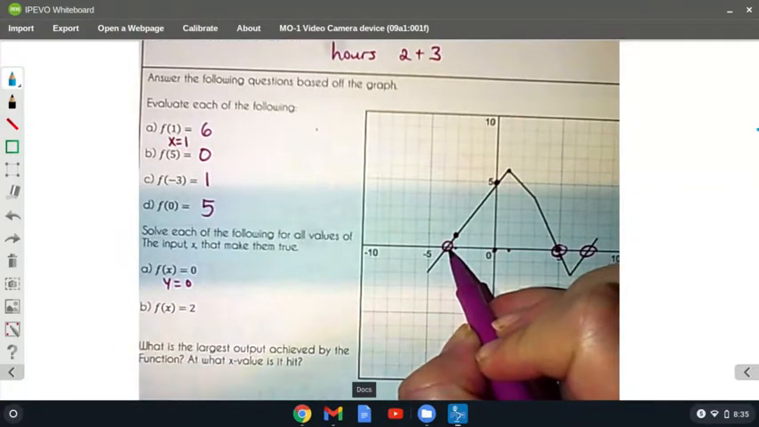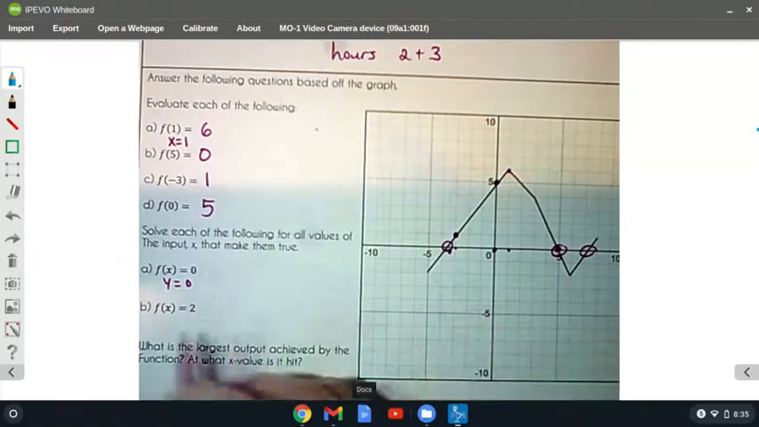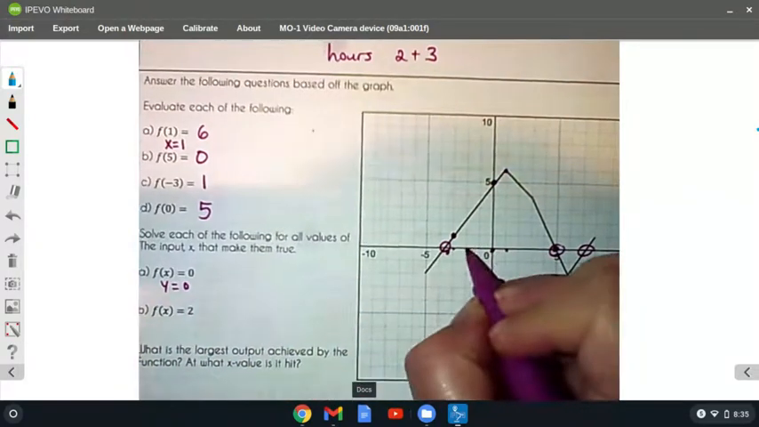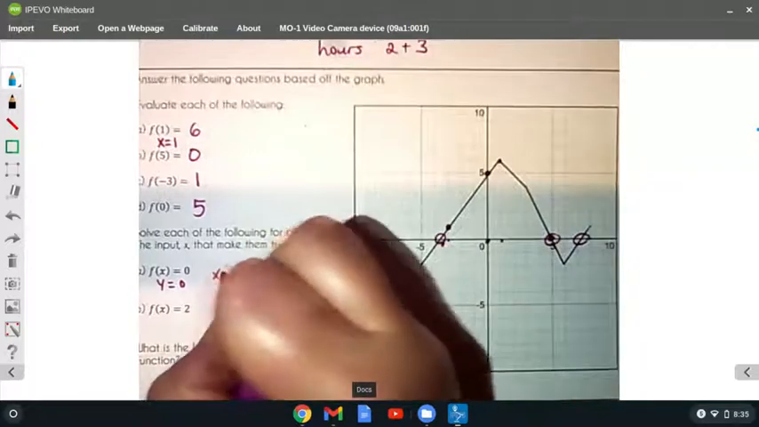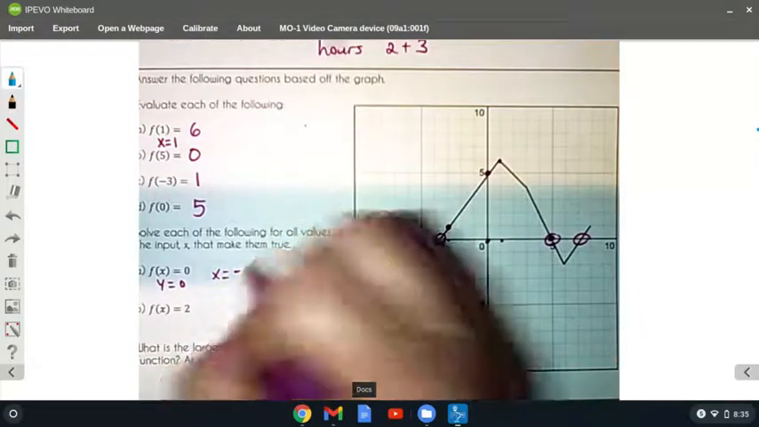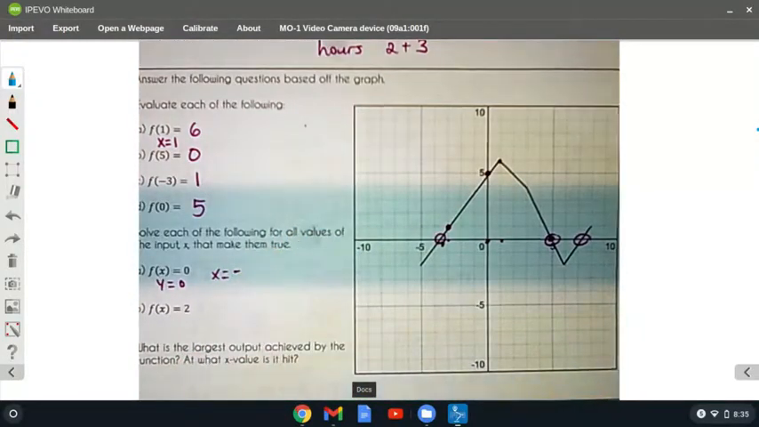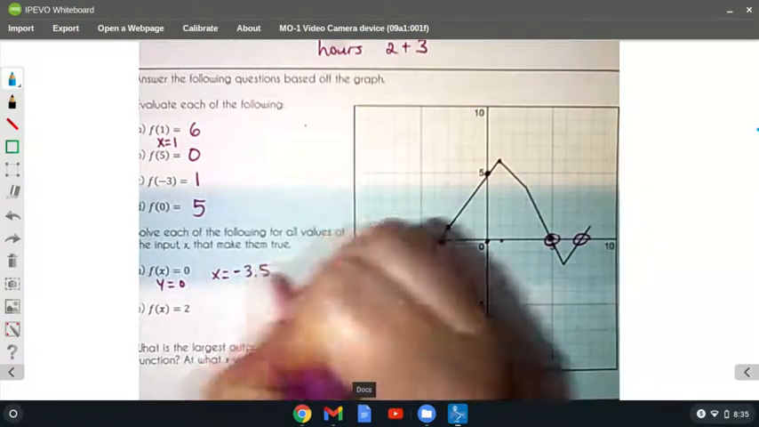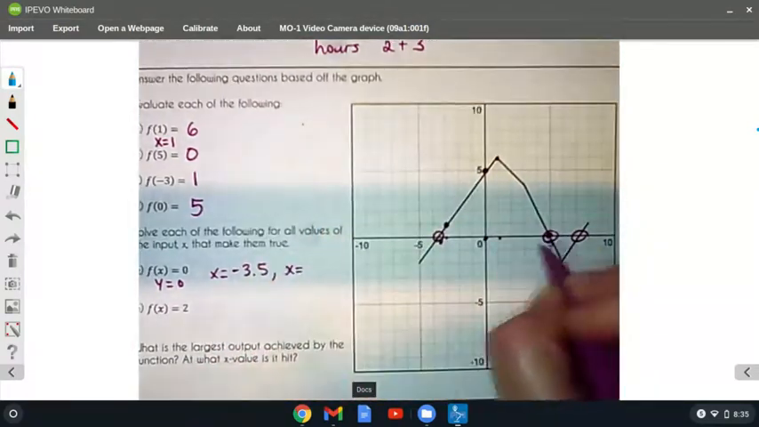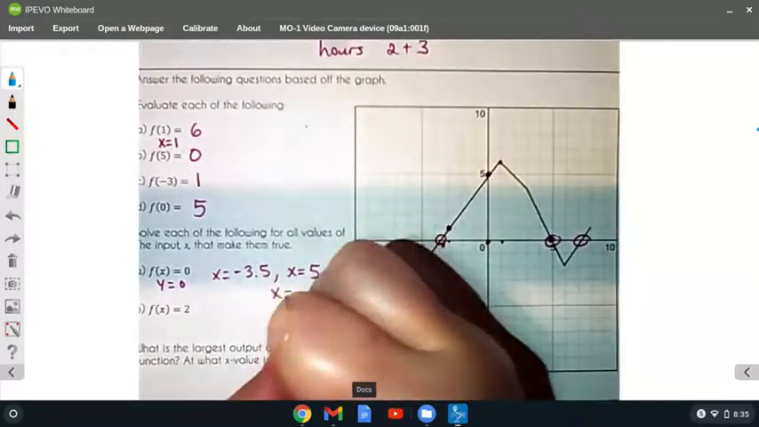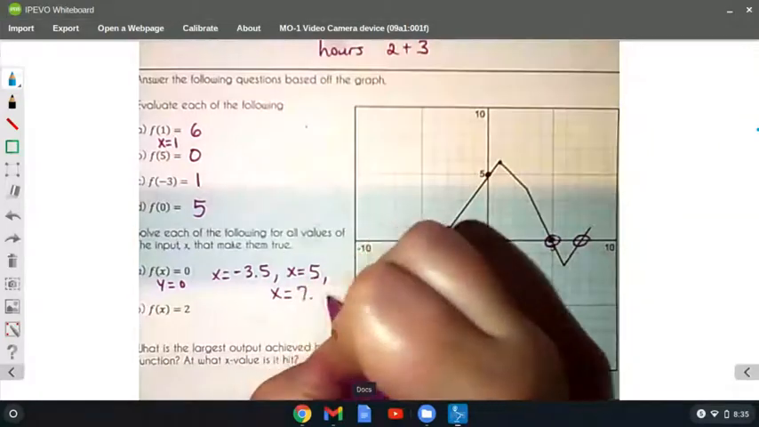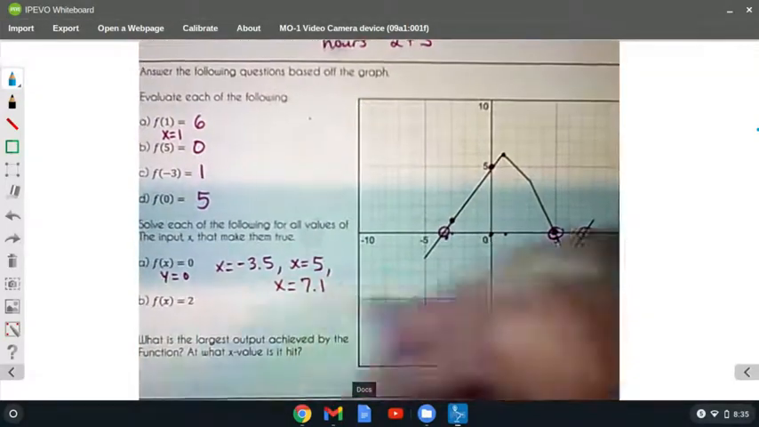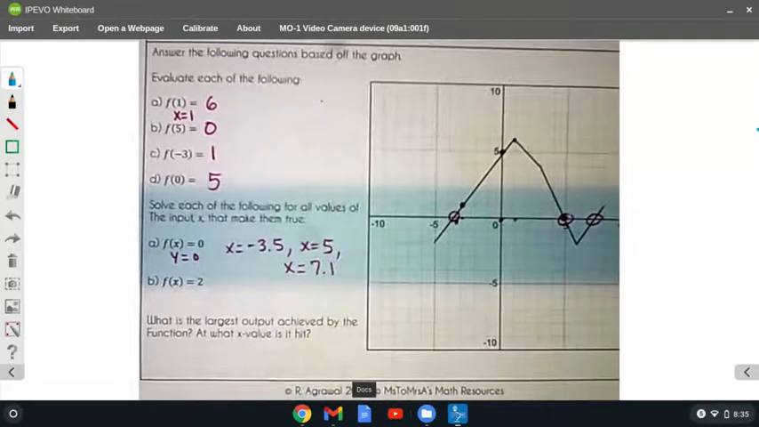So right here is one answer. So I could say that x equals negative 1, 2, 3. It looks like we're a little less than 4. So I would say maybe x equals negative 3.5. X could also equal, right here we're at 5. And x could also equal right here, which is at about a little over 7. So maybe we'll call it 7.1. Okay, and we're just approximating there.